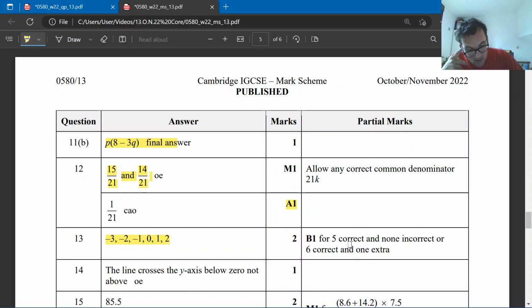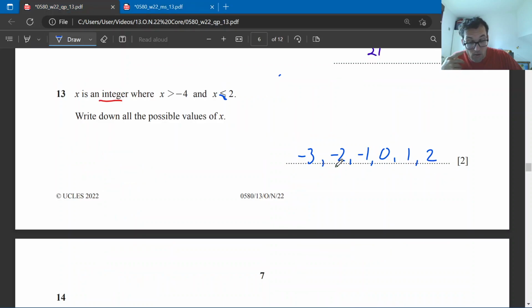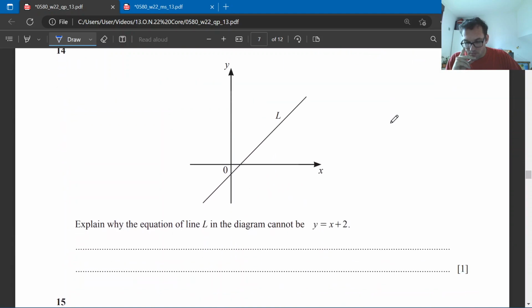Okay. If you got 5 correct and none incorrect, you get 1 mark. Or if you got an extra one, like you write minus 4, then you lose a mark as well.